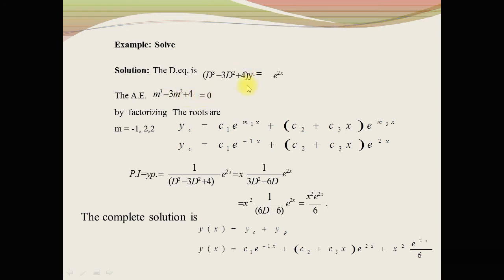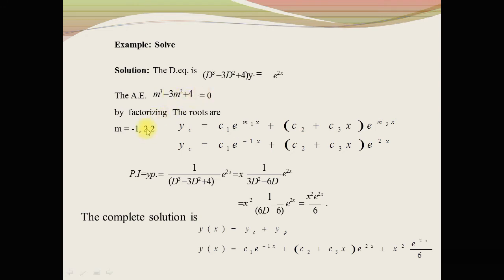y is equal to 0 is a trivial solution for the homogeneous part. Now to find the non-trivial solution, m cube minus 3m square plus 4 is equal to 0. Now the roots of this auxiliary equation, by using synthetic division, this equation is satisfied by putting m equal to minus 1. Minus 1 power 3 means minus 1, and minus 1 plus 4 plus 3, and minus 1 square means 1, 1 multiplied by minus 3 is minus 3. Minus 3 plus 3 is equal to 0.